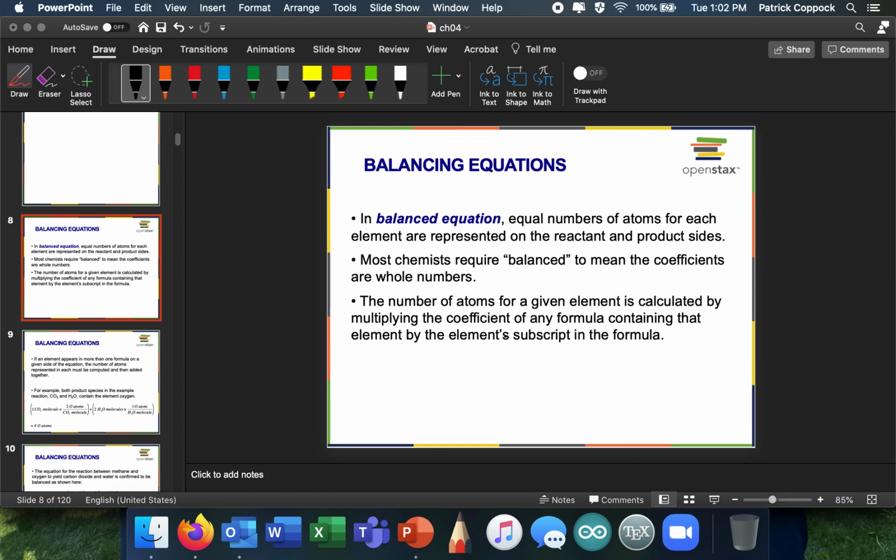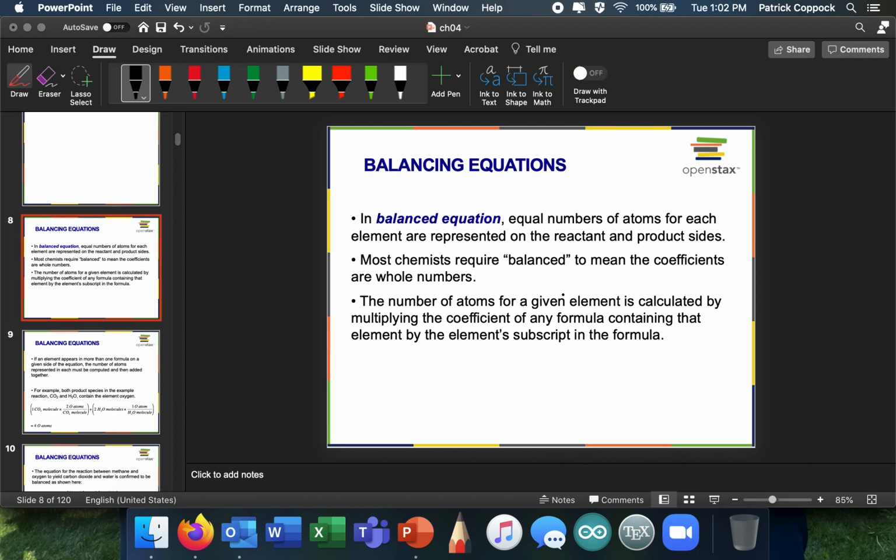Furthermore, most chemistry presentations of this are going to say that since it's balanced, what we mean is that the coefficients are whole numbers. So we're not going to have half a mole of something or 2/3 of a mole of something. We're not going to call that balanced, even though I can see why technically it might fit your intuition as balanced, but that's not what we mean. We mean whole number coefficients.